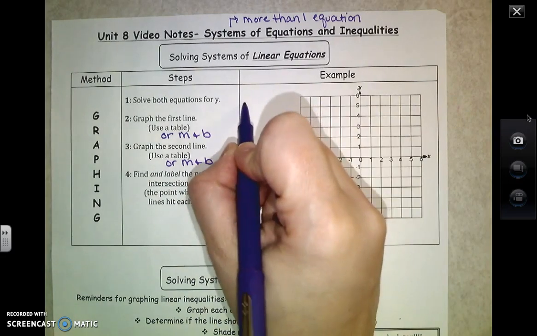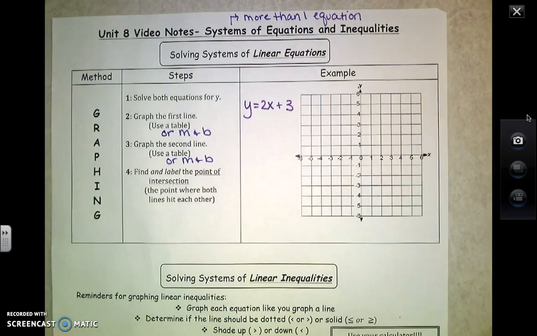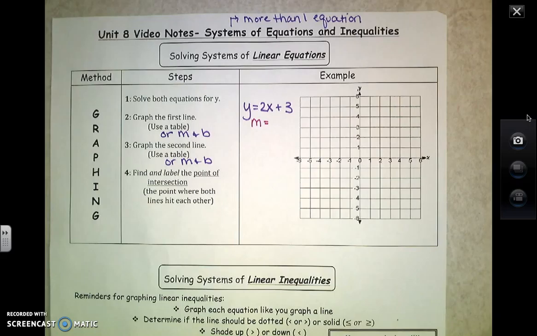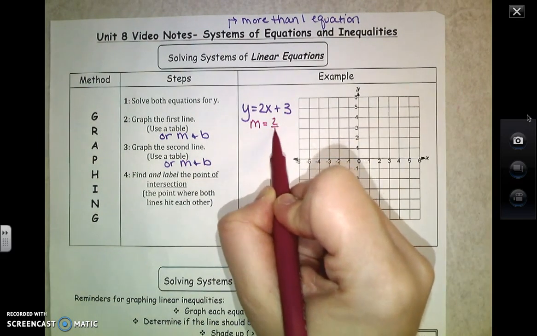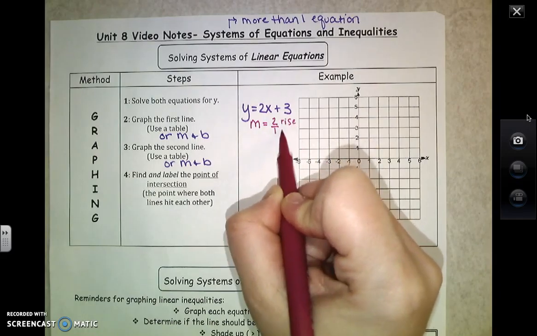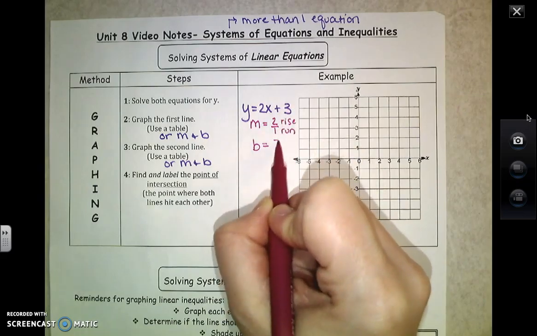So let's start with the equation y equals 2x plus 3. Let's go ahead and graph y equals 2x plus 3. The slope of this line, you have to think back to when you learned about lines. The slope of the line is, do you remember? It's going to be 2 because that's in front of the x. We're going to write it as 2 over 1 because remember that's rise over run. And the y-intercept of this line is the constant, which is 3.